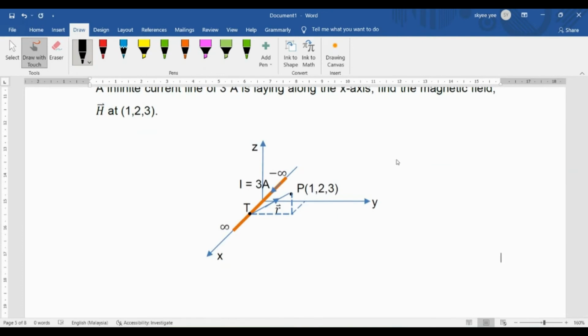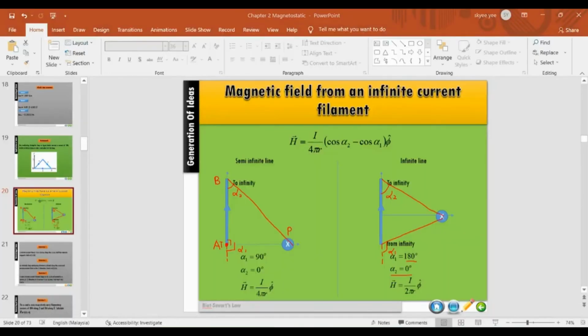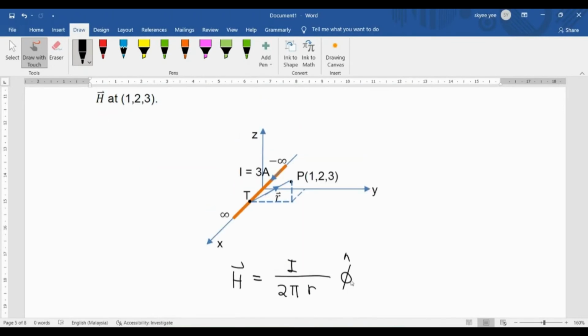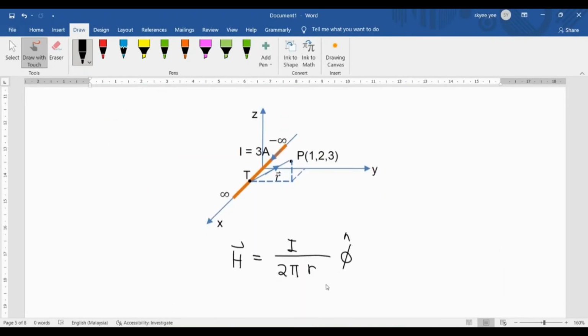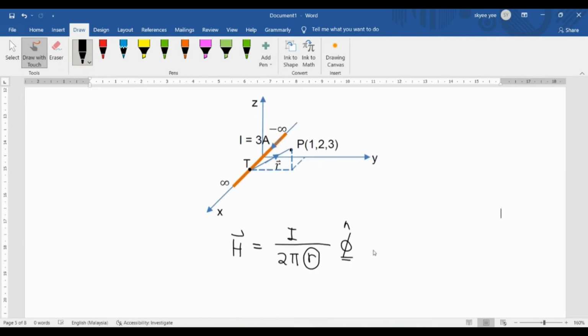So the equation is H equals I over 2 pi R, right? And this 2 pi R, this one. So I has been given, 3 amperes. So you just need to find out R over here and also the direction of the magnetic field.